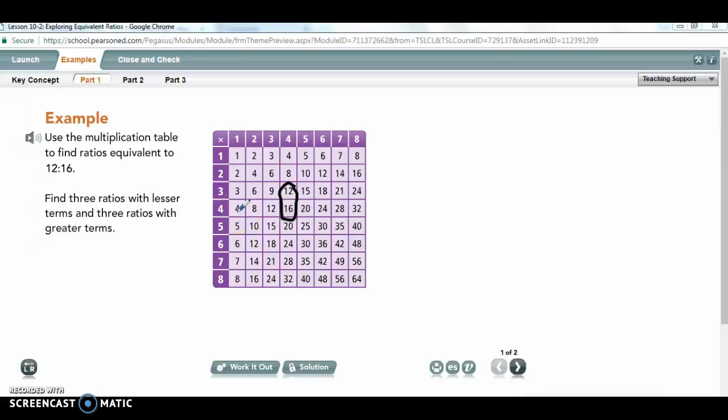Can you tell me 3 ratios with greater terms? On here, there's 4 possible ones that you could have showed me. 15 to 20, 18 to 24, 21 to 28, 24 to 32, those are all possible solutions. You could have kept going, but according to our multiplication chart, we ran out of numbers. So I'm okay if you just used 3 of these 4.